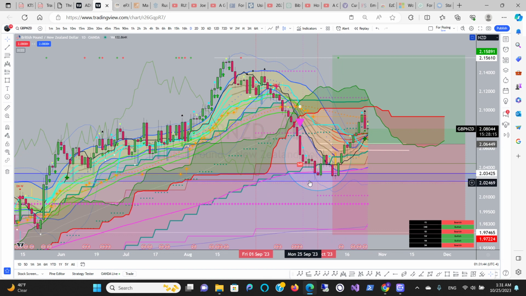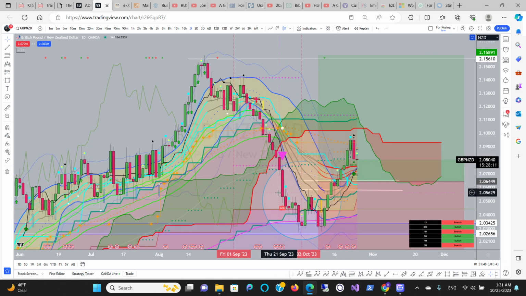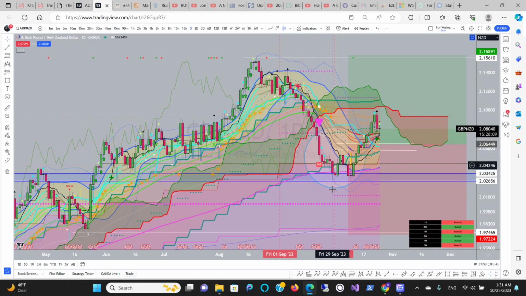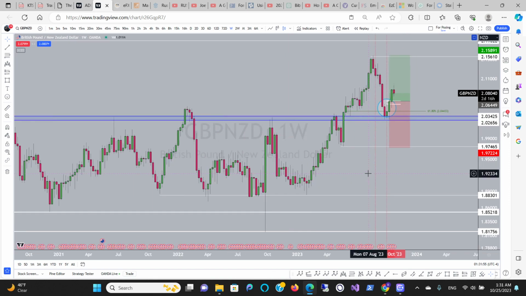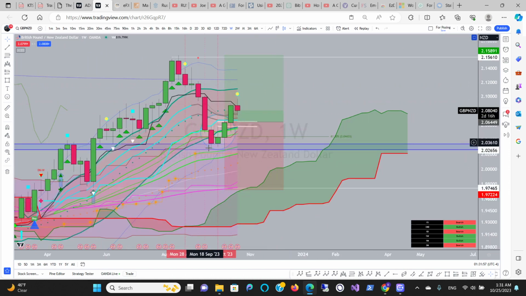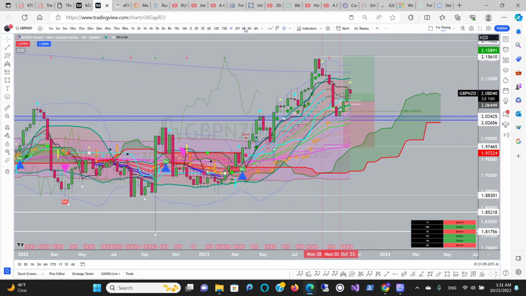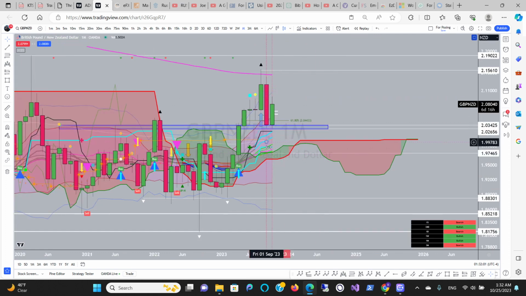So yeah, this is something to watch out for: support and resistance of a higher time frame that we're using when you're trading a daily chart. This would be a monthly BBT. Look at that, a monthly BBT. Monthly BBT here.